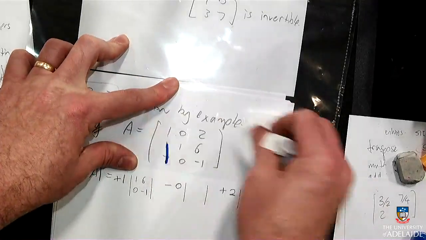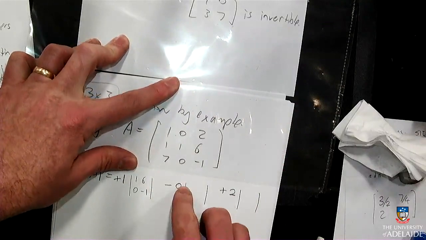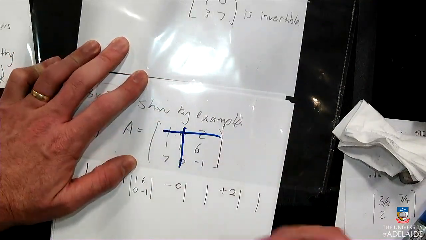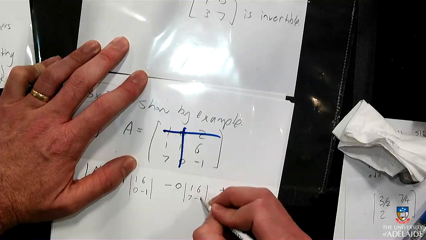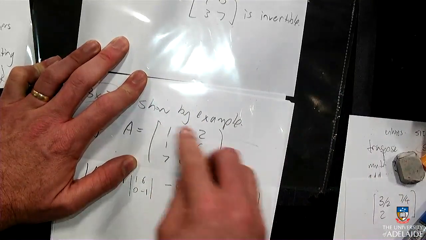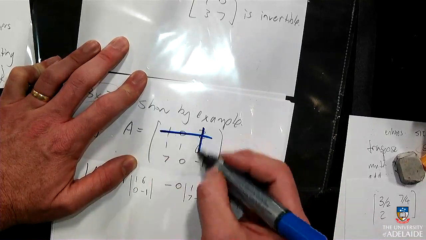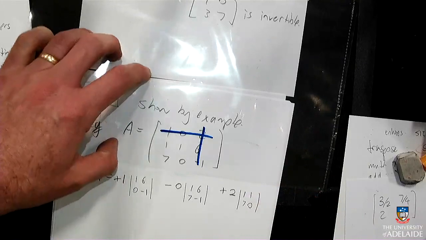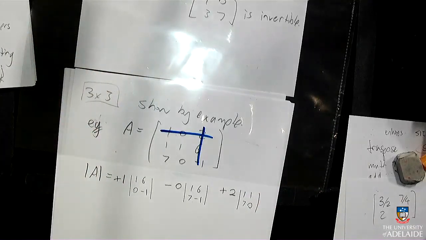This 0 came from this position, and the one I have is 1, 6, 7, negative 1. And this 2 came from this position here, and so what I have is 1, 1, 7, 0. And that's how to set up a determinant.